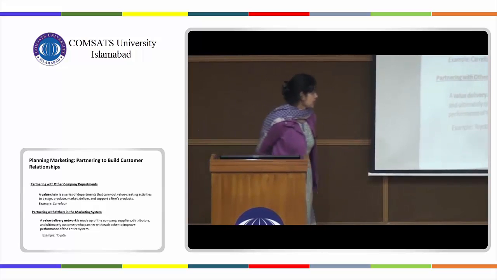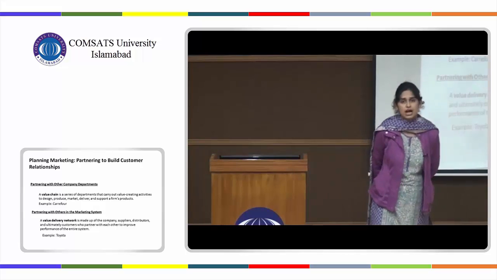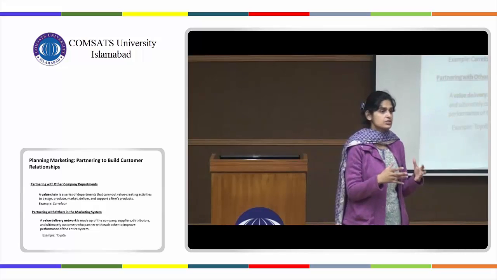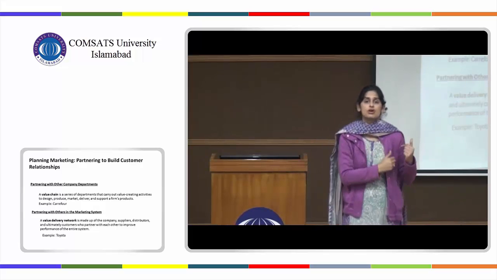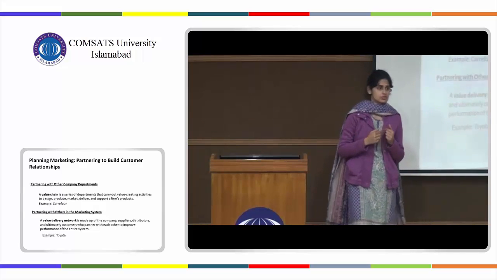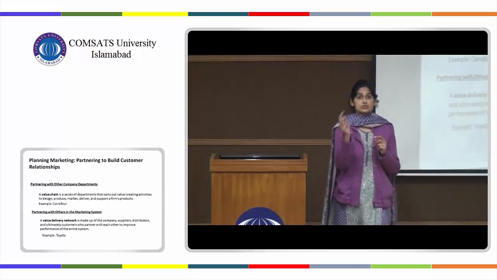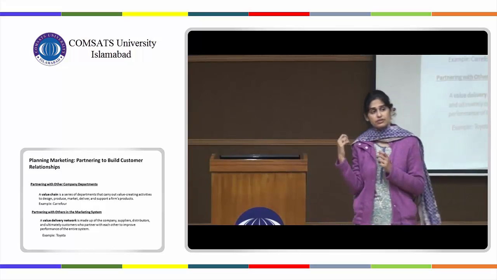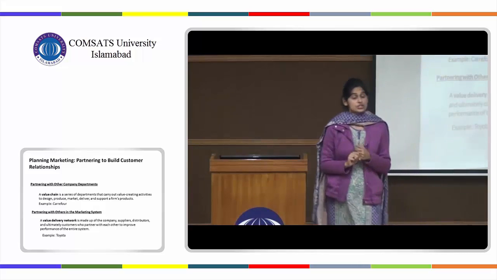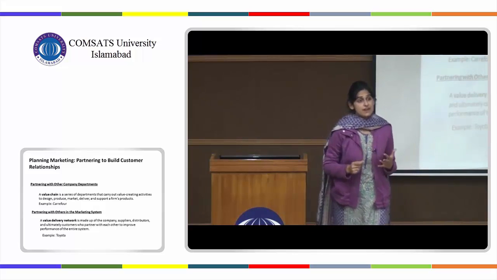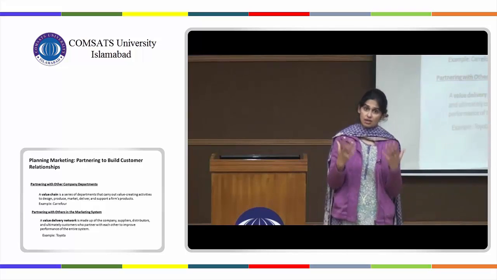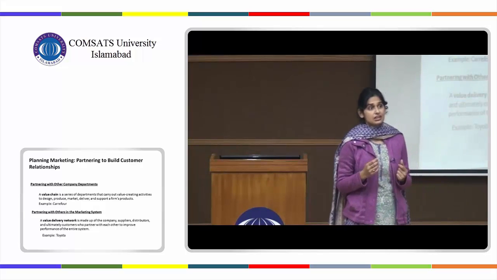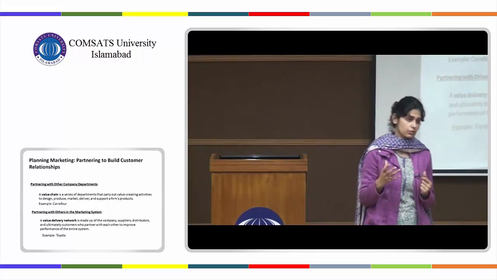Now coming down to the second point, partnering with others in the marketing system. So the first element was about departments within the organization. The second element talks about your suppliers, your distributors. So companies that are associated with your company. So for instance, you're making a car, the example given in your book is that of Toyota. Now Toyota talks about satisfaction of their suppliers in their mission statement. So that's the level that companies now are taking about partnering with the companies they work with.